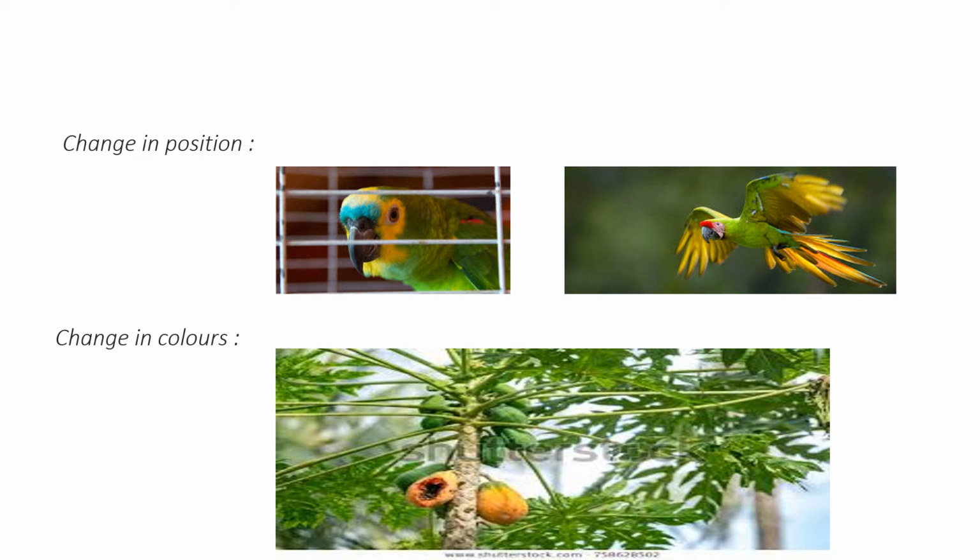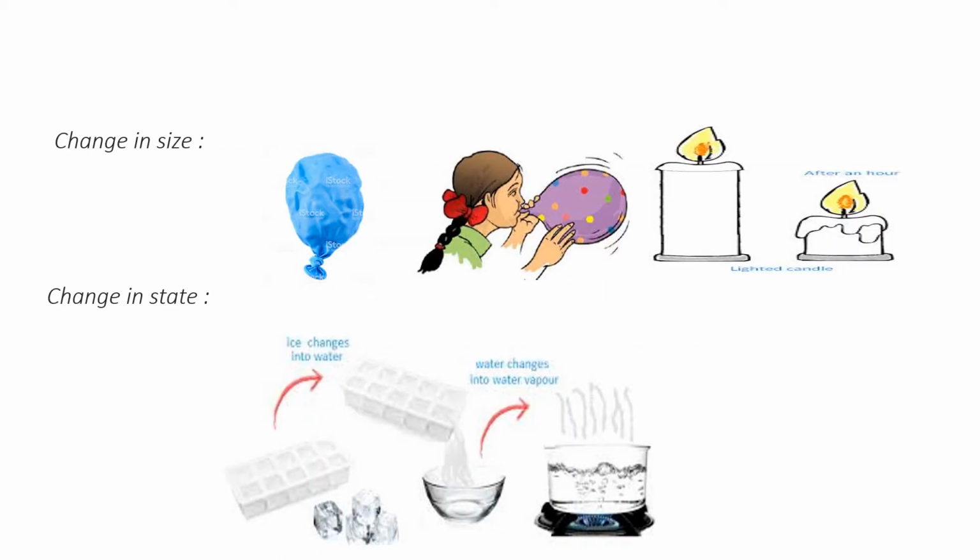Next is change in position. Here you can see two pictures. In one picture you can find that a parrot is sitting, and in another picture you can see that the parrot is flying. So it has changed its position. Next, change in color. You would have seen ripe and unripe fruits. When it is unripe, it is green in color, and when ripe, you can see it is yellow in color. So in this way, you can find that when fruit gets ripe, its color changes. This is a form of change.